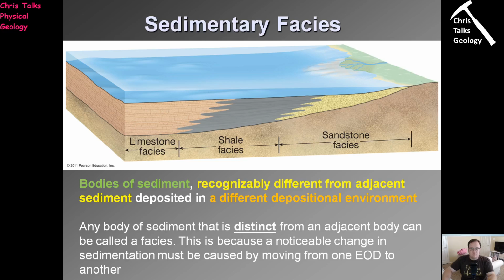Now, once we realized that we had these facies, one of the things that we noticed is that over time, these facies will actually move. So what we began to see in the rock record is, over time, we would see things like the shale facies steadily start to move over the top of the sandstone facies. So we had to work out, well, why is that happening?